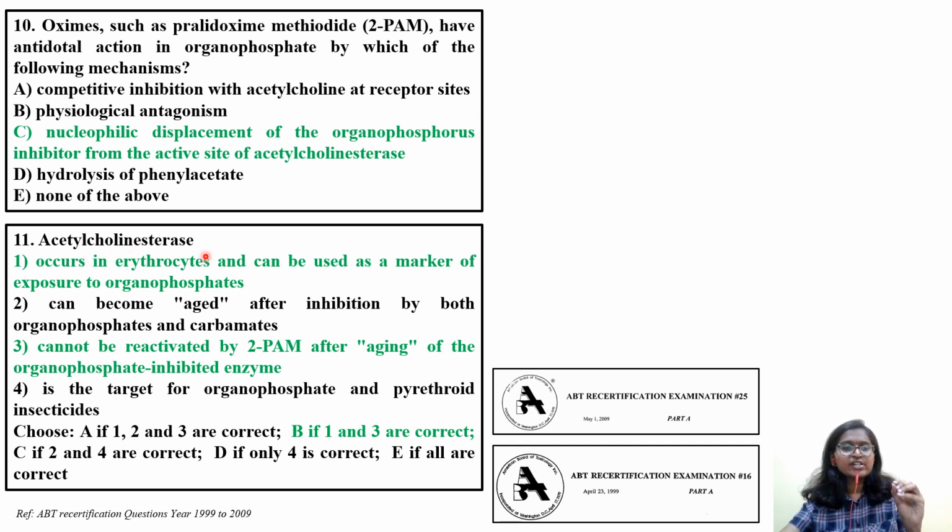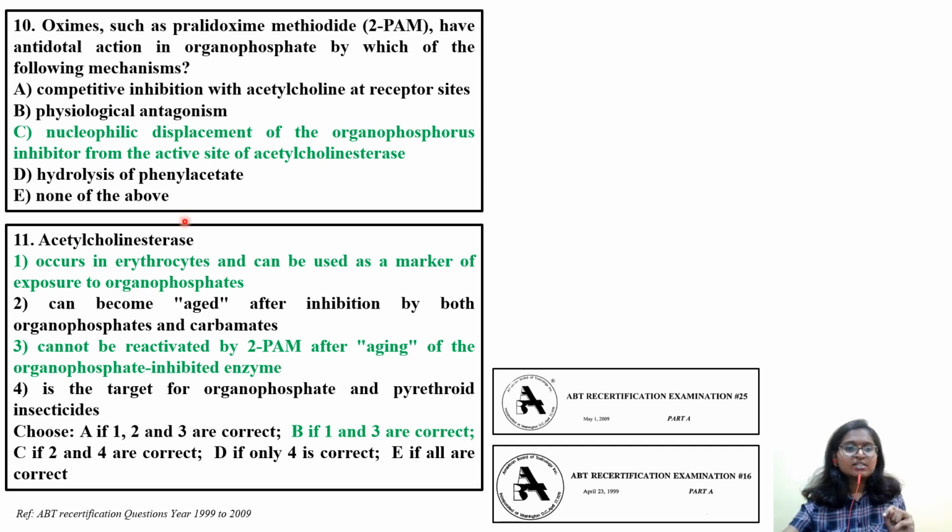What are the points below applicable to acetylcholinesterase? We have to see. The answer directly, we will go to, is option 1 and 3. So what is option 1? Acetylcholinesterase occurs in erythrocytes, RBC.